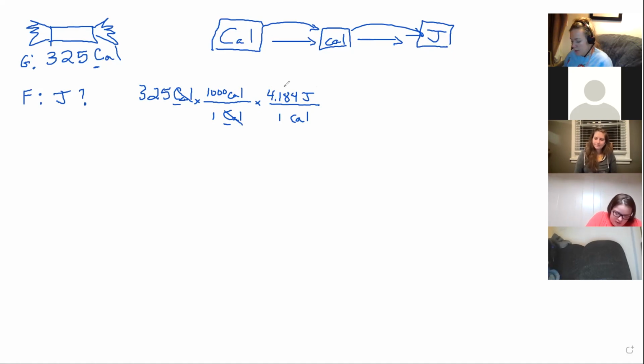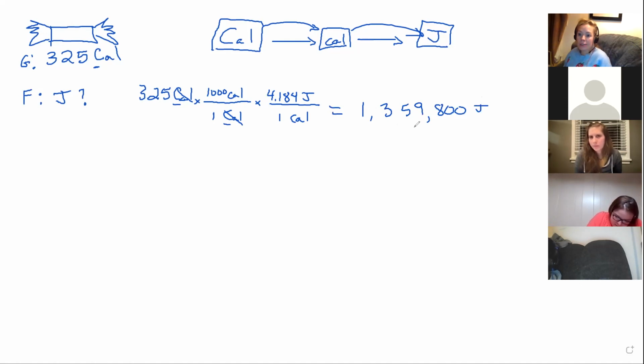So we take our 325, we multiply it by 1,000, and then we multiply it by 4.184, and we get 1,359,800, with the units being joules.